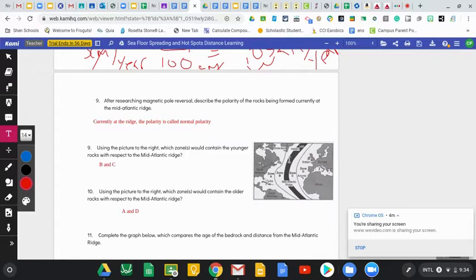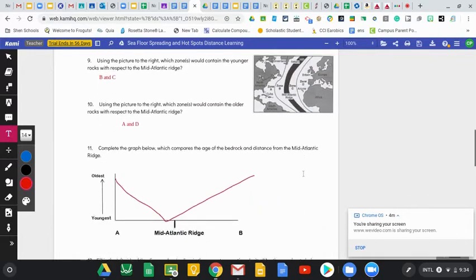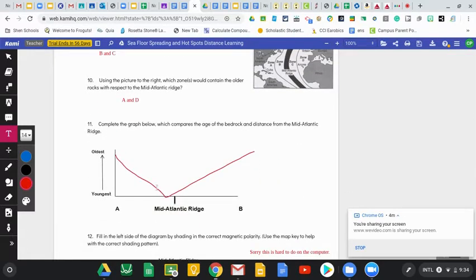All right, the youngest rock would be right next to the ridge, so zones B and C, and the oldest rocks would be found further away, A and D. And then I was a little off because, again, I left my stylus upstairs.